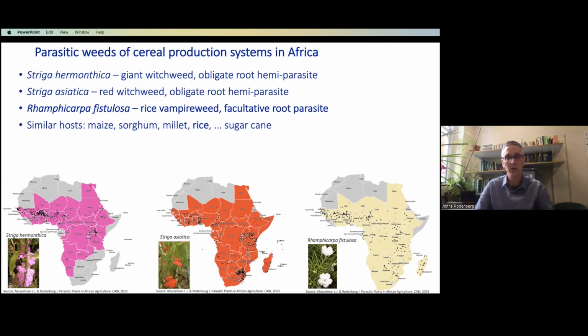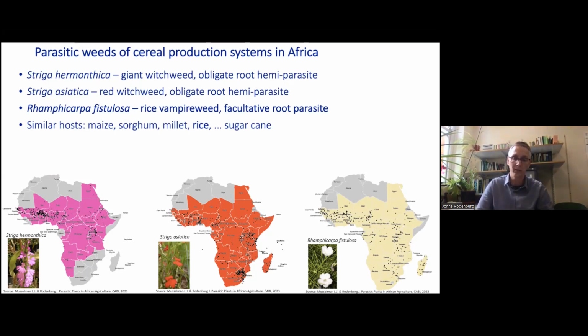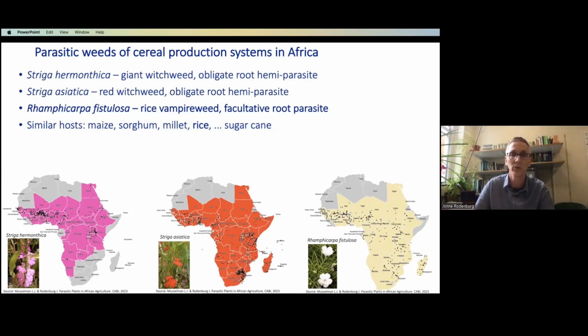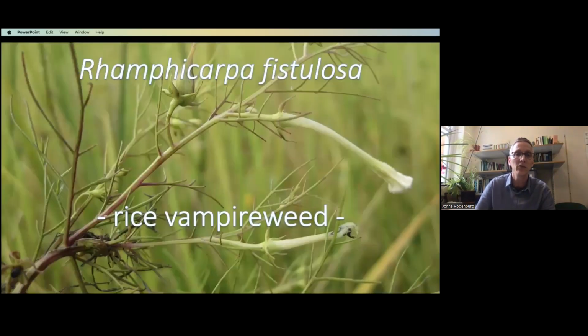And Striga is mainly found in maize and sorghum and millet, but also very much in rice, which many people are not really aware of. And then there's also sugarcane as a non-cereal, but also grass type crop that is affected by these parasitic weeds.